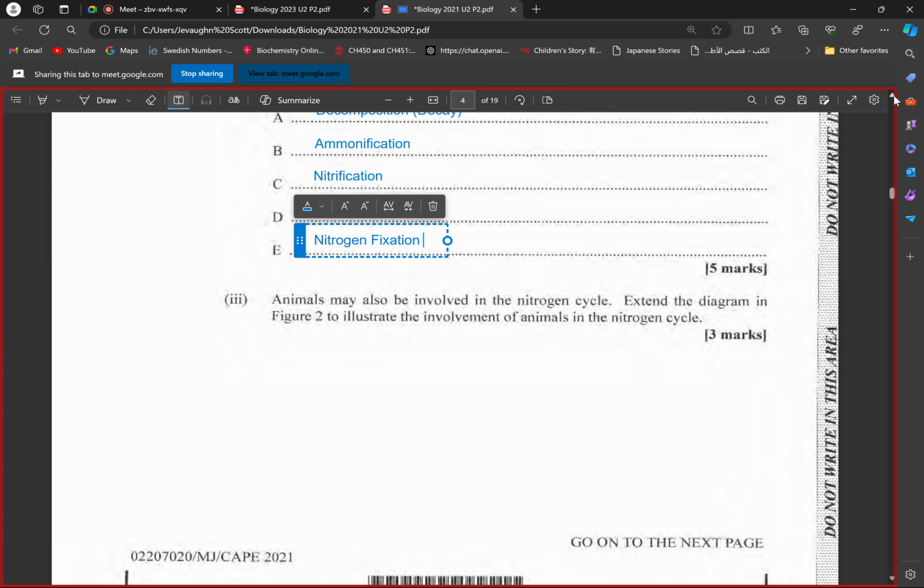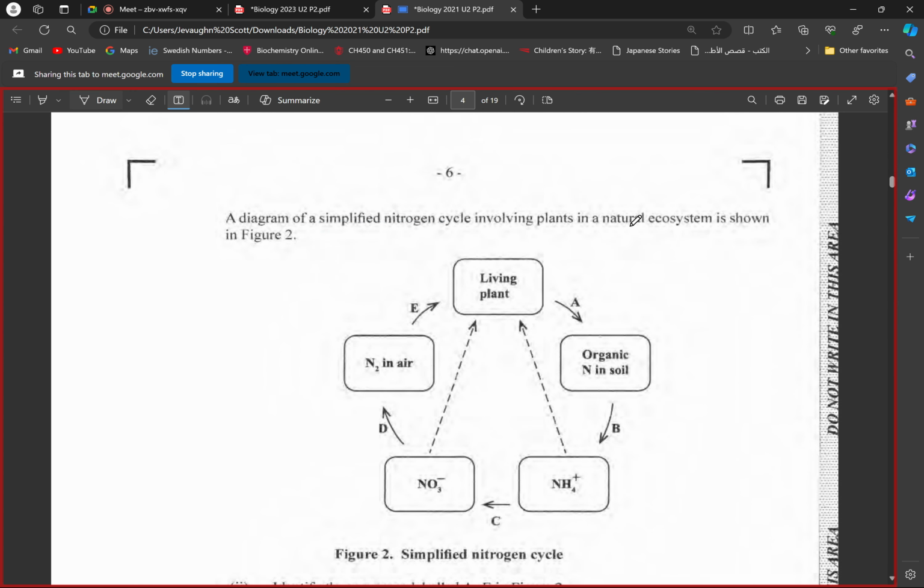Extend the diagram. So if we extend the diagram, how are the animals going to be looking now? If we put an animal, let's say, well, go ahead. I would say they will be eating the living plant. And then consumption, so consumption and further decomposition. Lovely. All right.